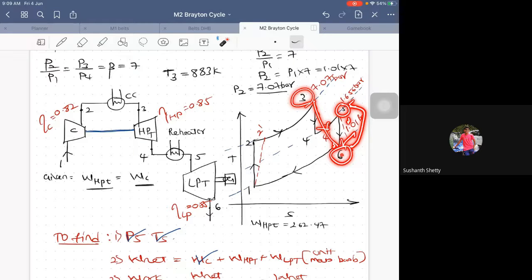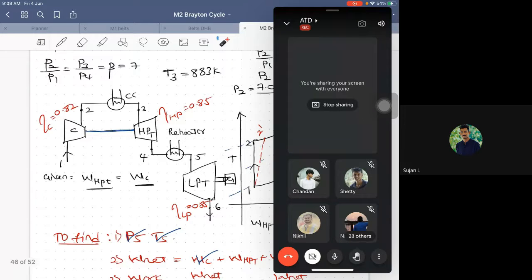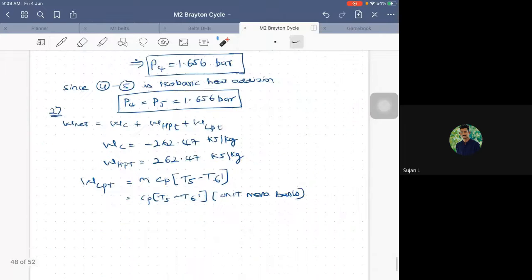Apart from that, if you find any other good option, you can just share it with me. Is that fine? Shall we go with this? Treating 3 and 6 as a whole process, 3 to 6, and calculating the value of T6, because both are on the same pressure lines, no? Shall we try that? Yes, sir. Okay. Now, all of you just write.